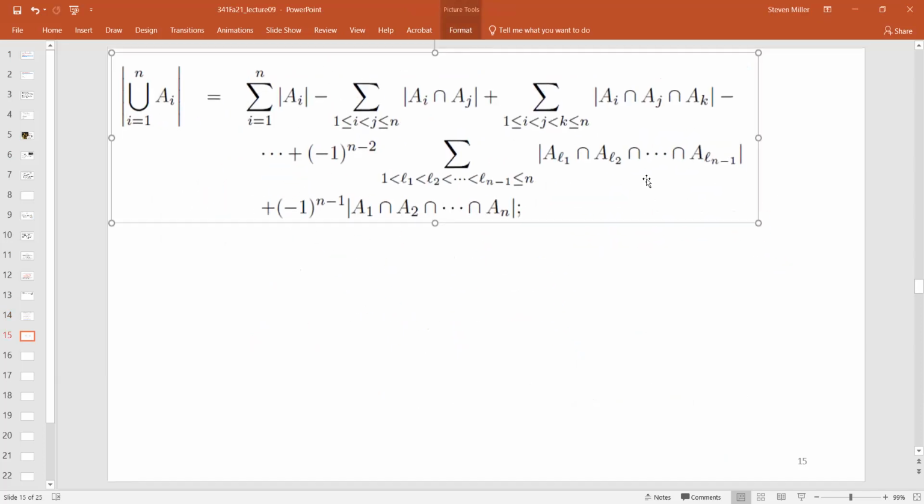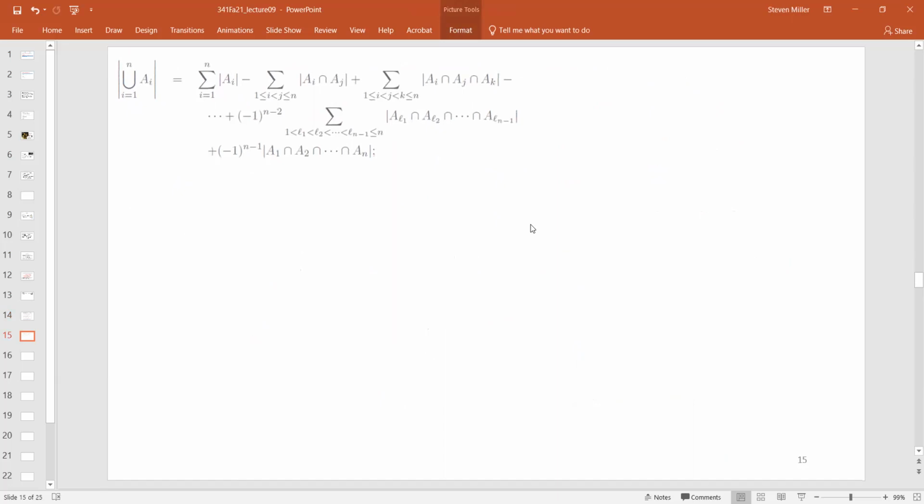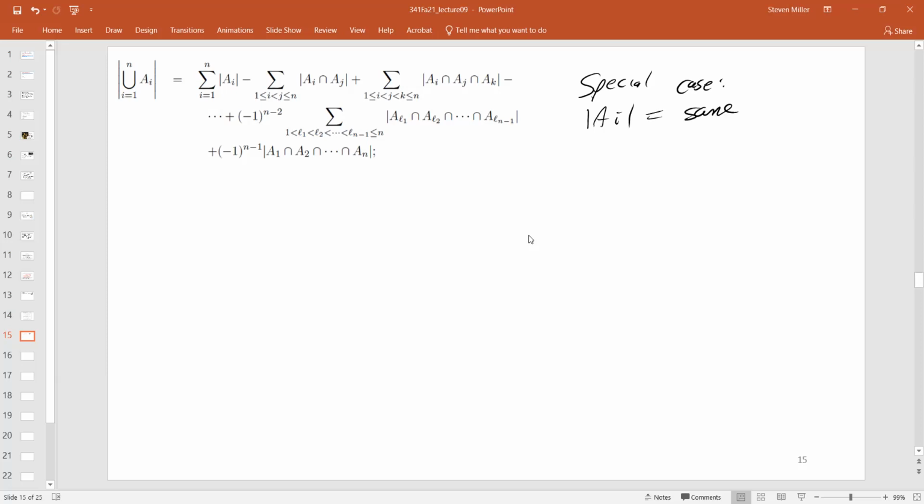Here is our formula. So how many ways can we have this? Let's do the special case. All the A_i are the same. All the A_i intersect A_j are the same, and so on and so on. This is a really nice special case. How many ways are there to choose an index i from 1 to n? There are n ways to choose it, but I don't want you to say n.